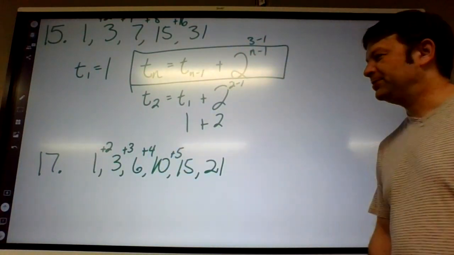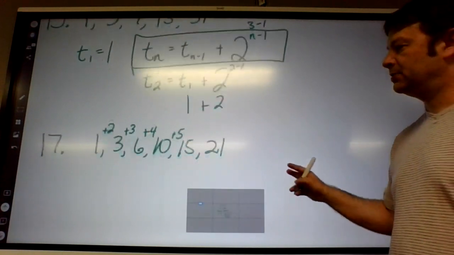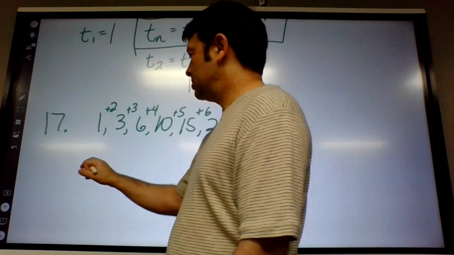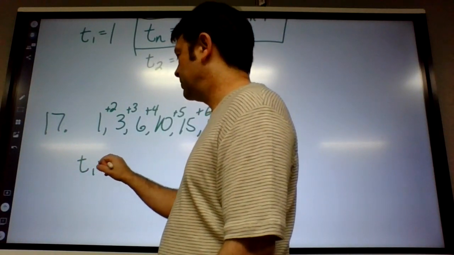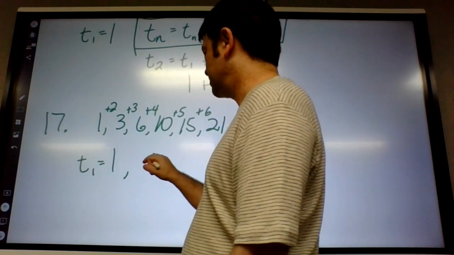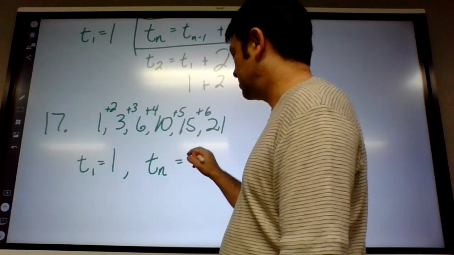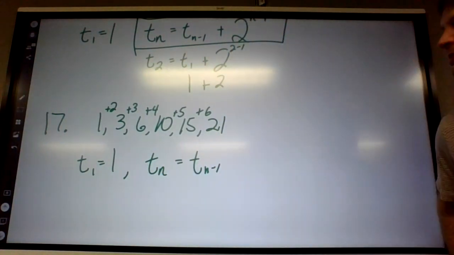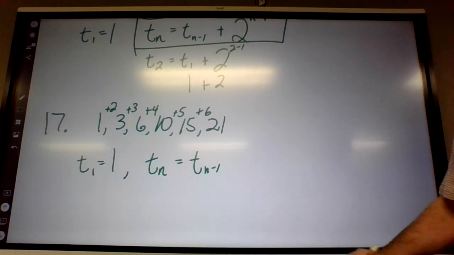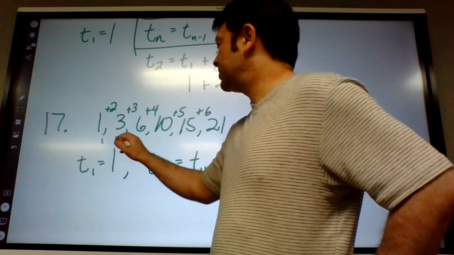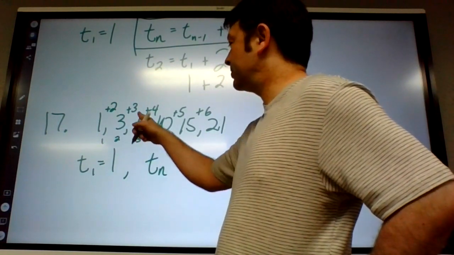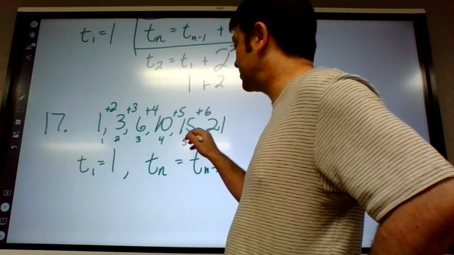Going up by 2, 3, 4, 5, 6. So, first term is 1. Okay, so how do we get to the next term? All right, to get to the second term, we want to be adding 2. To get to the third term, we want to be adding 3. To get to the fourth term.